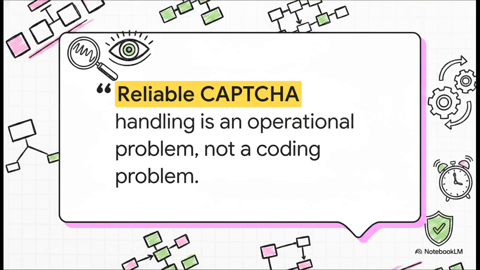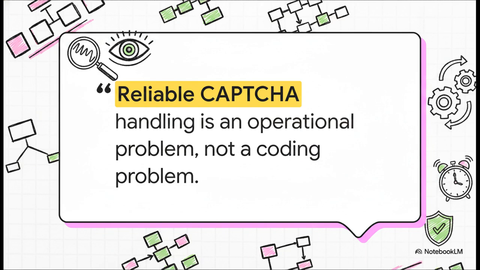We're going to wrap up today's explainer with this final provocative thought. Reliable CAPTCHA handling is primarily an operational problem, not a coding problem. If your workflow only succeeds during a local test, it isn't production ready, period. You have to focus on observability, maintaining session consistency, and enforcing those tight retry budgets. Apply this playbook, and you'll completely eliminate those late-night alerts.